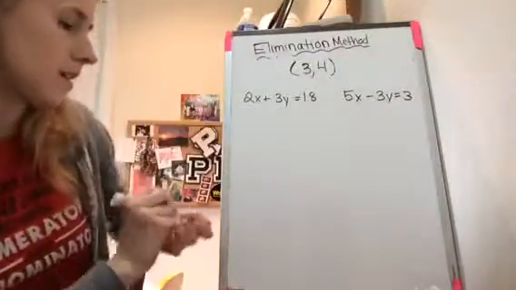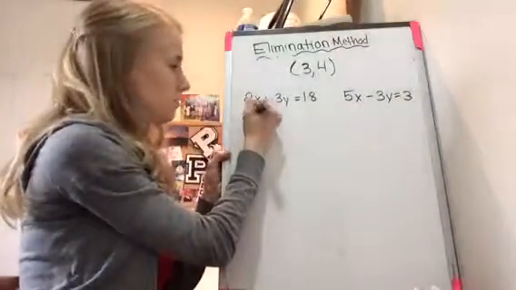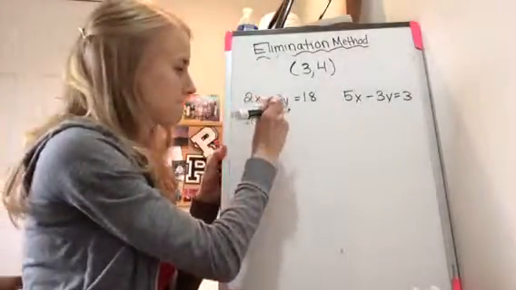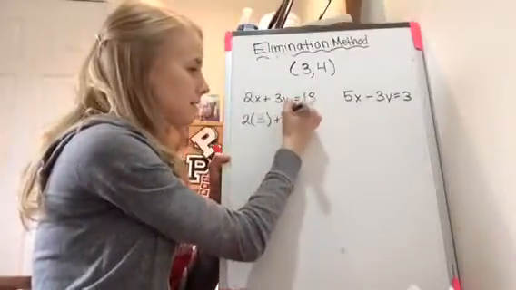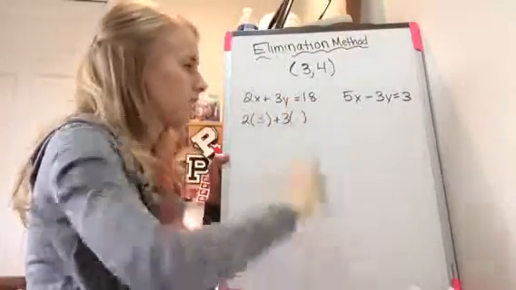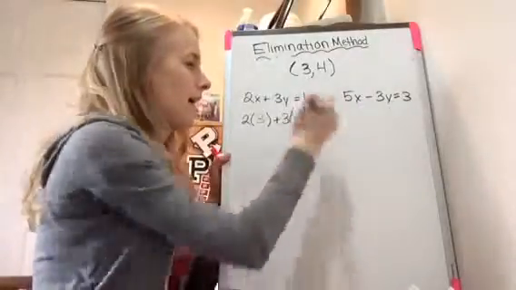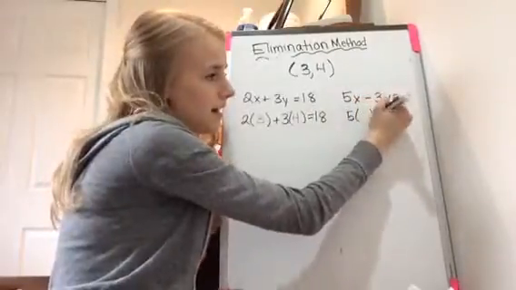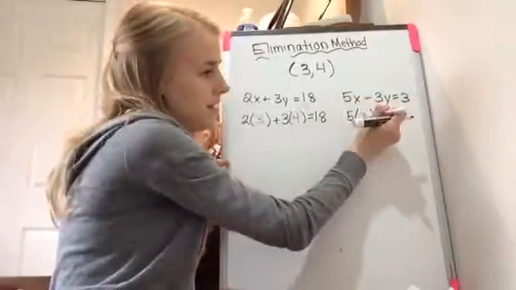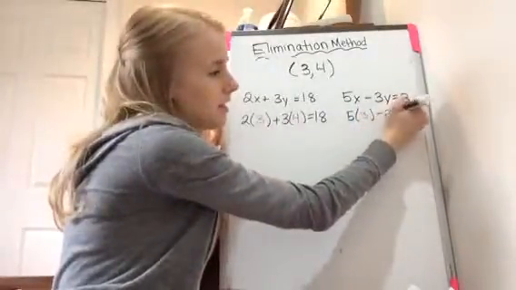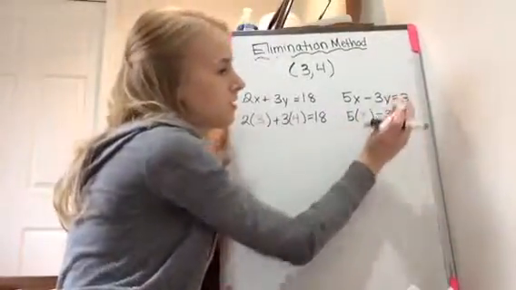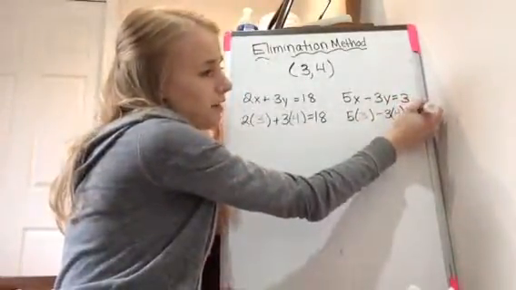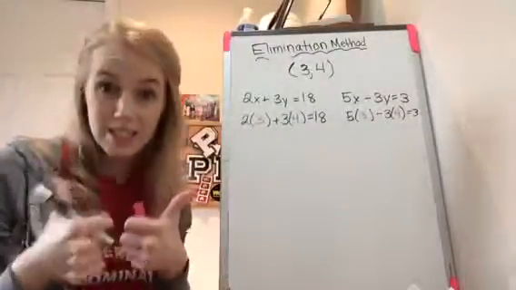All right, so let's plug in our variables. I'm going to do 2 times 3, plus 3 times 4, and we want to know if that equals 18. And then I'm going to do 5 times our 3, and then minus 3 times our y, which is 4, and we want that to equal 3. If they check, then we're good to go.